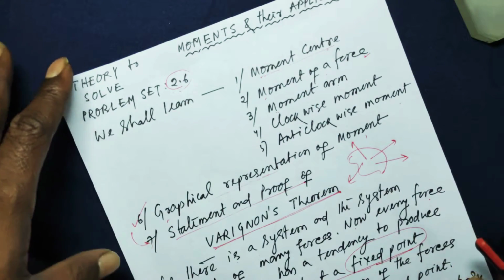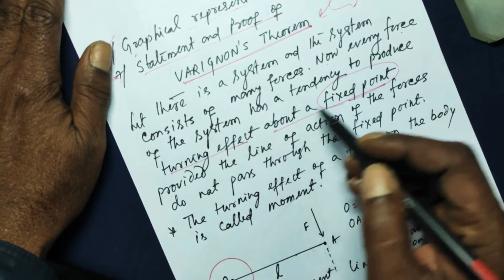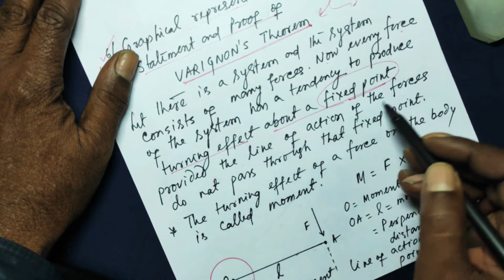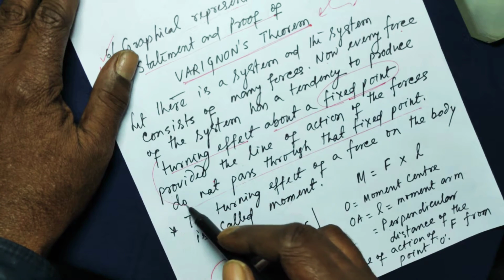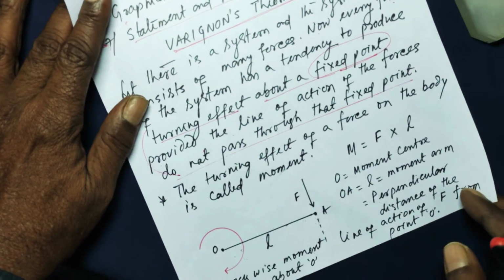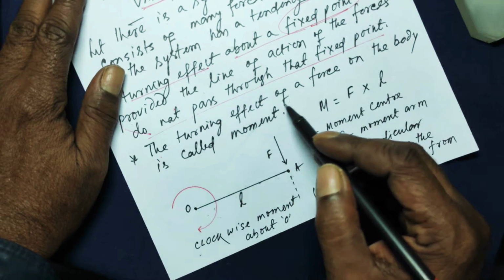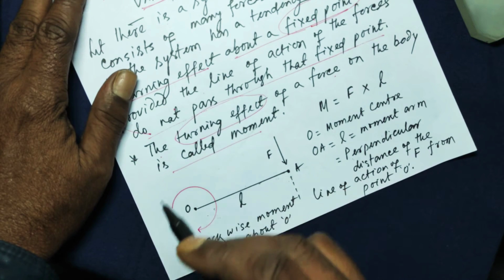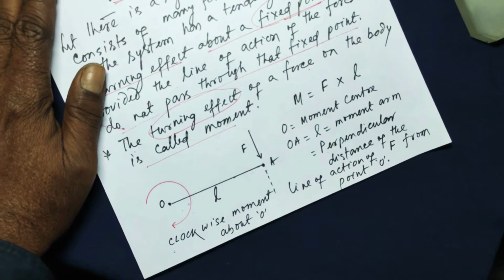So let us proceed further. A force produces a turning effect about a fixed point, provided the line of action of the force does not pass through that fixed point. This will be clear to you the moment I give you examples. So wait until then, let us proceed further. The turning effect of a force on a body is called moment. The turning effect of a force on a body is called moment of that force.